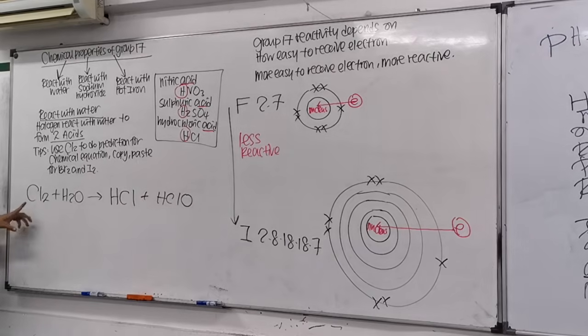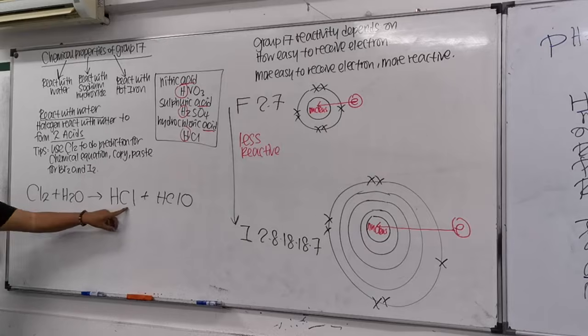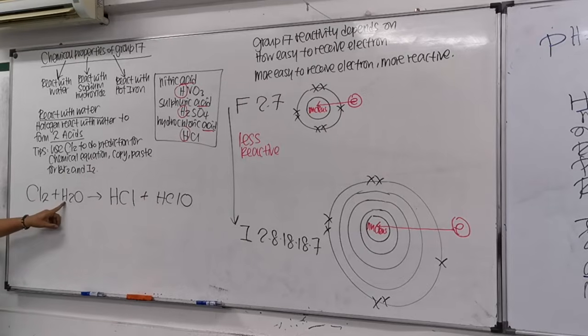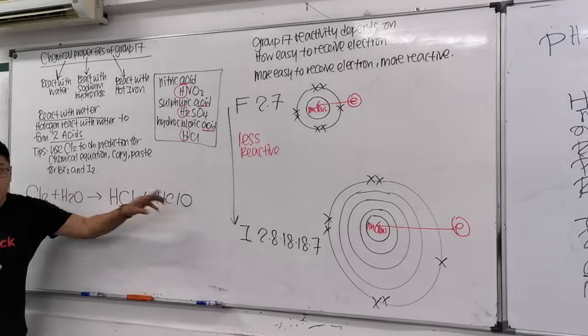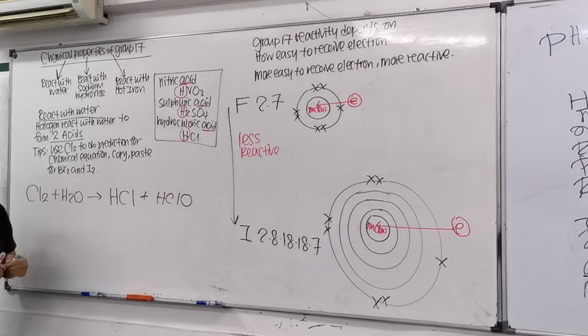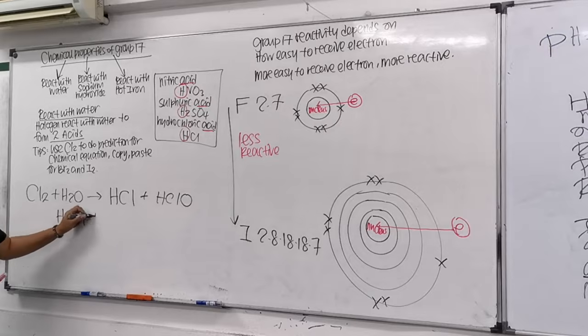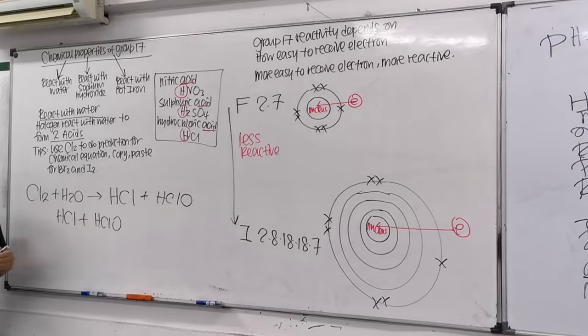You check yourself. You have 2 chlorine on the left, 1 plus 1, 2 chlorine on the right. You have 2 hydrogen on the left, 1 plus 1, 2. You have 1 O on the left, you have 1 O on the right. Clear? That's how we do it. HCl is the acid, another acid, just add 1 O, HClO.